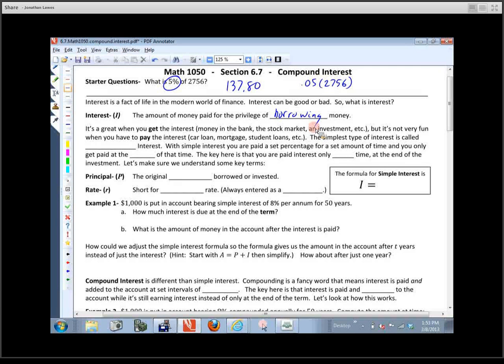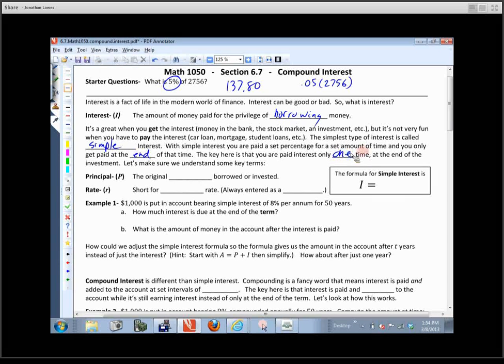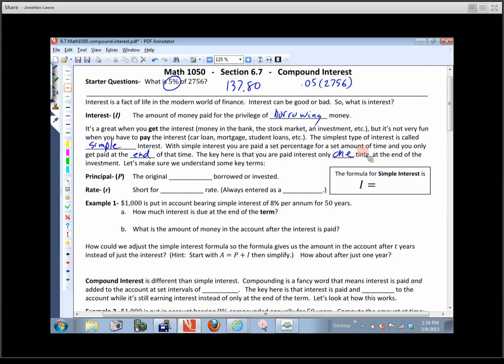The simplest type of interest, not coincidentally, does anybody know what it's called? It is called simple interest. If you didn't catch that right below, it's right here, okay? With simple interest, you're paid a set percentage, so they set the interest rate for a set amount of time, and you only get paid at the end of that time. So if you agree to put your money in the bank for 6 years, and they do it at simple interest, they are going to pay you interest at the end of those 6 years, okay? Now, the key here is that you're paid interest only one time. Only once, and that's at the end.